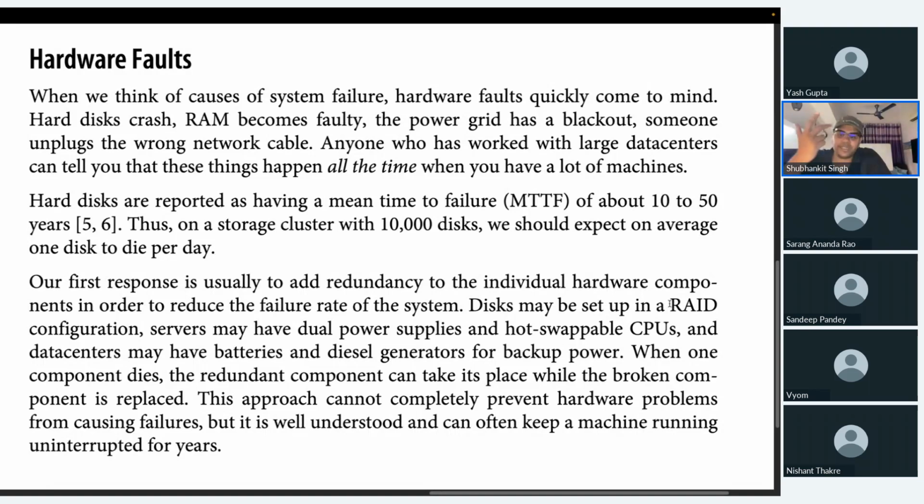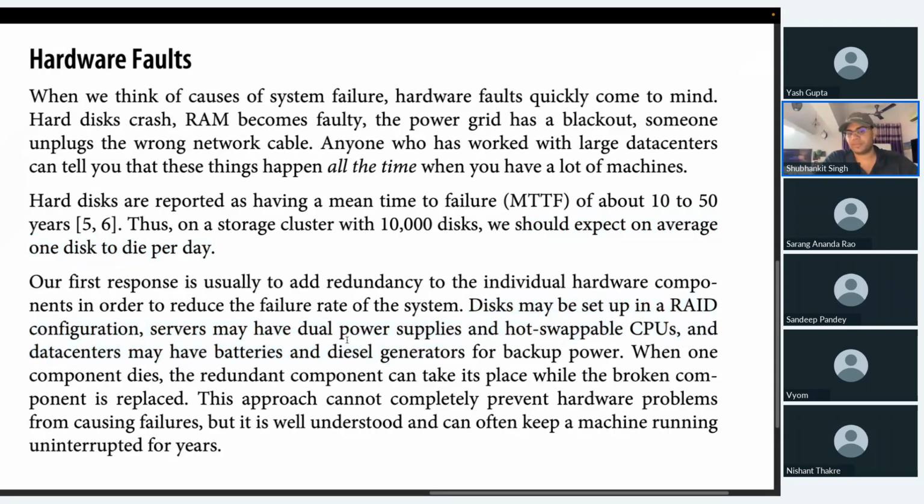RAID 0, RAID 1, RAID 2, RAID 3, right? RAID 0 means you have zero backup disks, so whenever this one disk fails, my function will stop, right? RAID 1 is one copy, RAID 2 is two copies, RAID 3 is three copies. It's nothing but copies, right? So it is saying that disks may be set up in a RAID configuration.